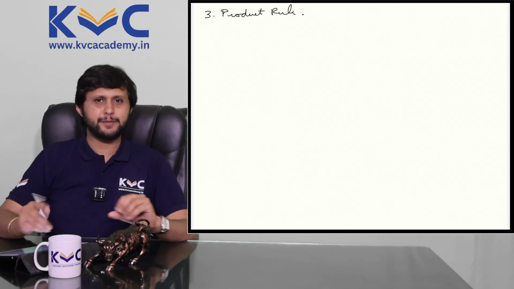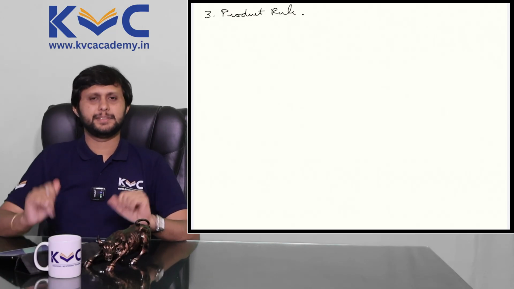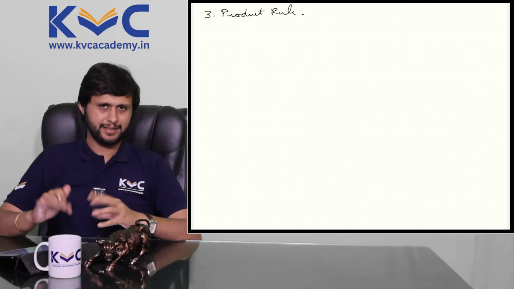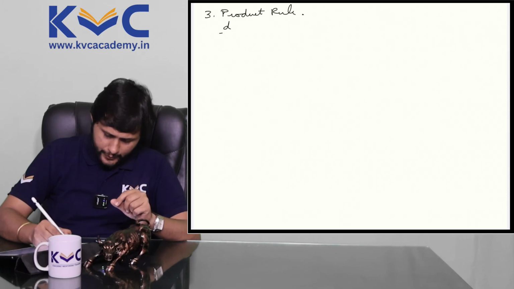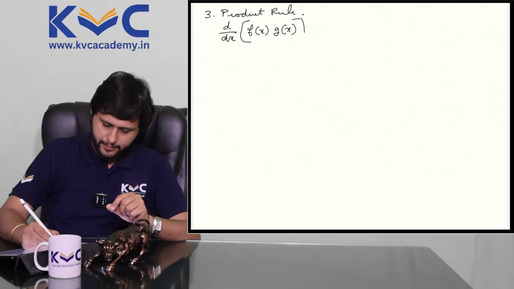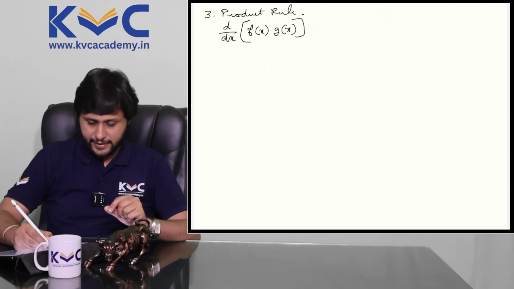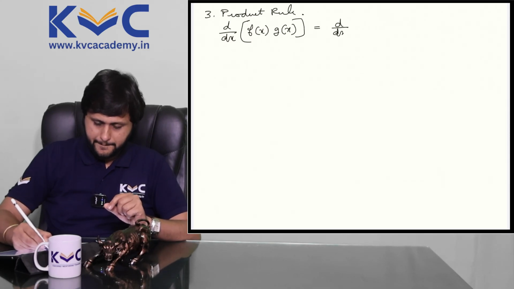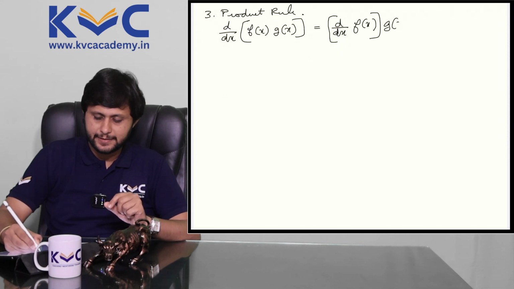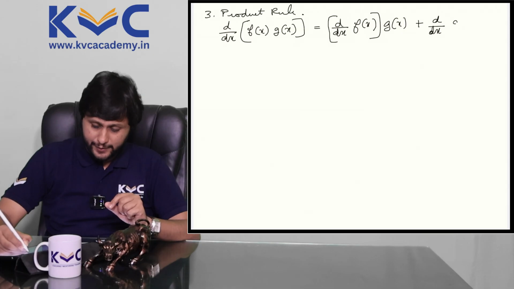Sum was straightforward, right? We differentiated separately, added it. Difference was straightforward, separately, then directly we took the difference. Constant also was simple, we kept the constant outside. But for product, a small change is there. If we have to differentiate f of x into g of x, what do we need to do? Differentiate f of x, we keep g of x as it is, plus, now we differentiate g of x.